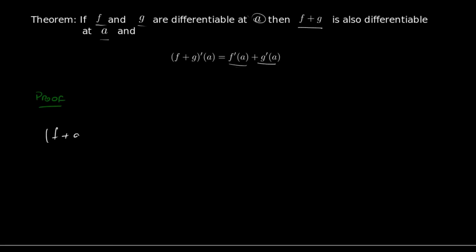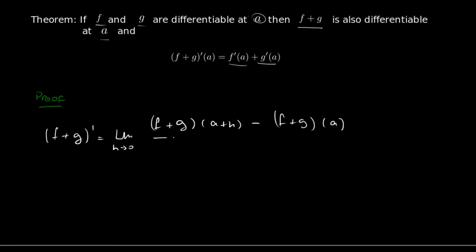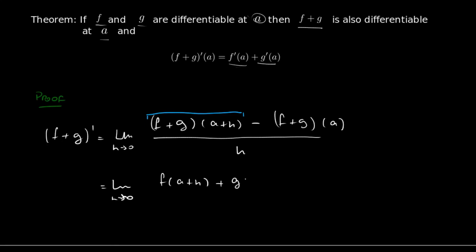So, the derivative of the sum f plus g is, if it exists, the limit when h tends to 0 of the function I want to differentiate, that is f plus g, in a plus h minus the function in a, and all this divided by h. Now, the sum of two functions evaluated in a point is just each of the functions in the point. And the same here.